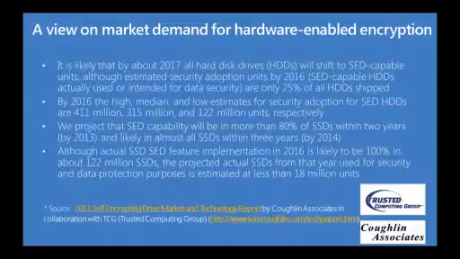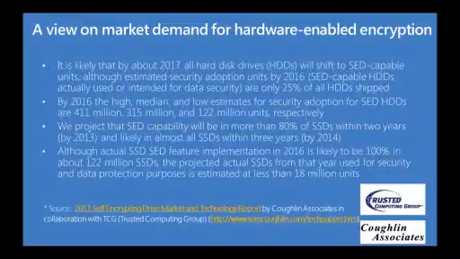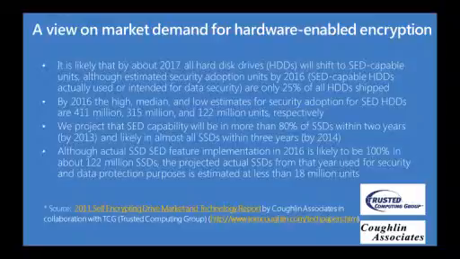At the highest level, this report tells us a few things. First, it says that it is likely that by 2017, all hard disk drives will shift to SSD capable units, which means they will have the capability of offloading crypto processing to the hardware by 2017. All of them with respect to hard disk drives.